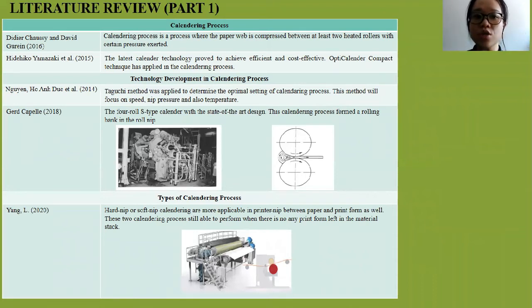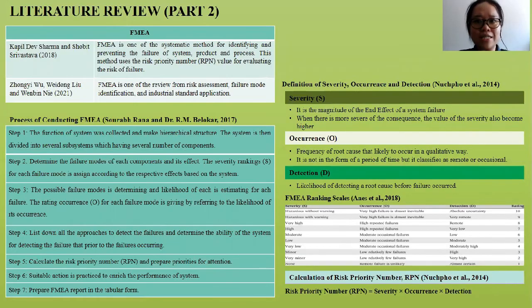After that, for technology development, Gerd Happily 2018 has proved that the 4-row S-type calendaring with a state-of-the-art design is able to form a rolling bank in the roll nip. Hard nip or soft nip calendaring are more applicable in the printer nip between the paper and print form as well. Then, what about FMEA?